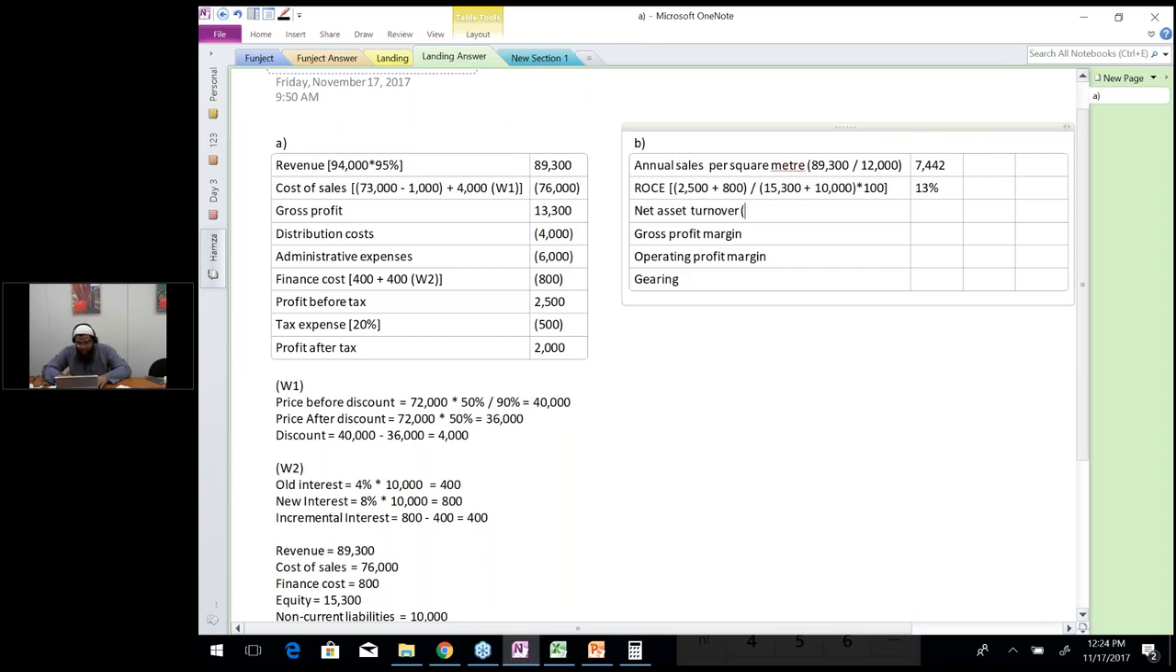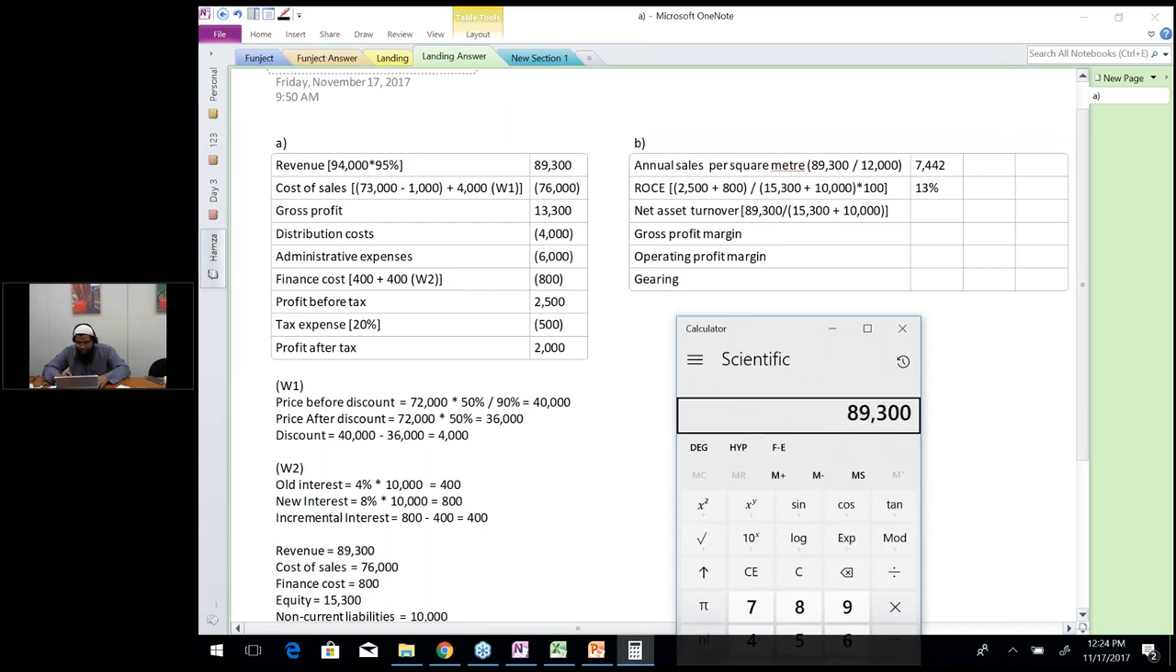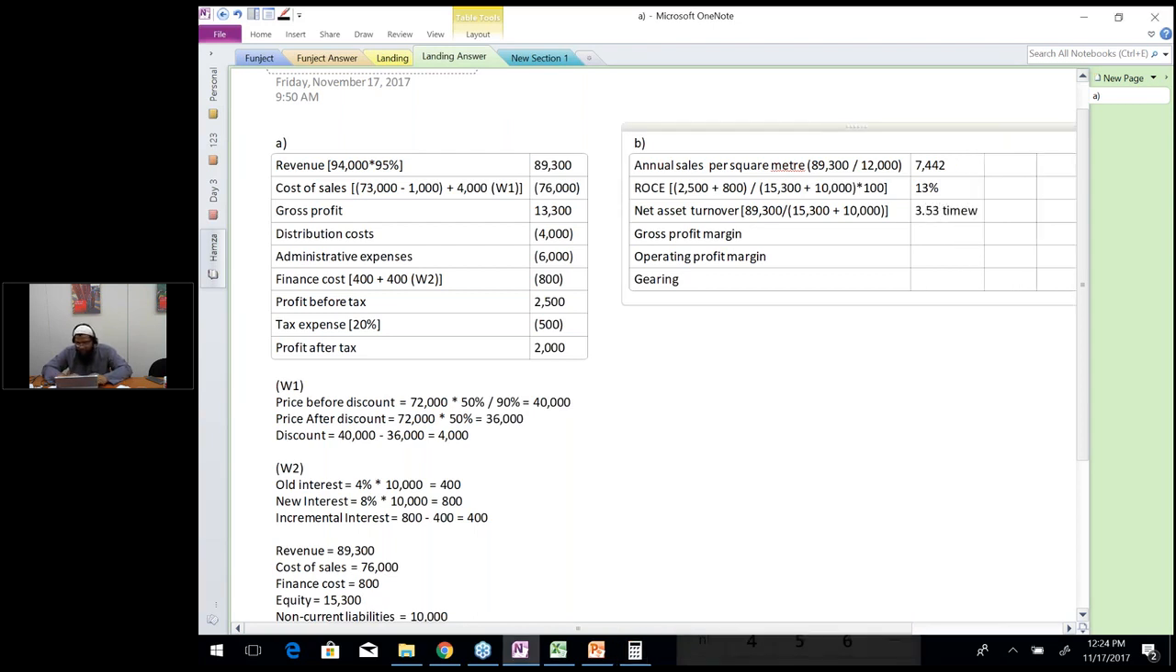So the net asset turnover is going to be 89,300 divided by 15,300 plus 10,000. So revenue divided by capital employed is the turnover. So 89,300 divided by 15,300 plus 10,000 is going to give us 3.53. So we will say 3.53 times is the net asset turnover.